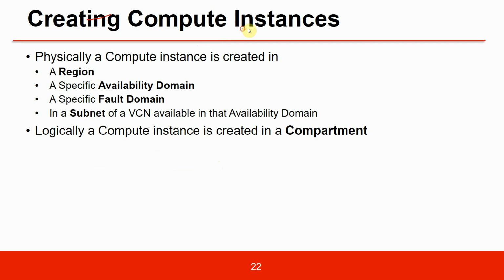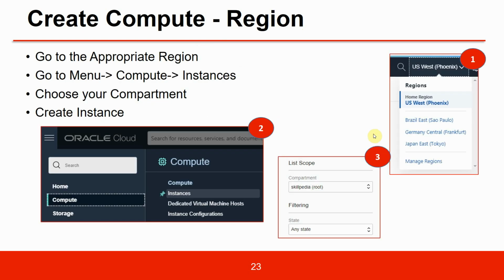How to create a compute instance. Now you will see the demo running through slides. Physically, a compute instance is created in a region, a specific availability domain, a fault domain, and in a subnet of a VCN available in that AD. Logically, the compute instance is created in a compartment. And this was the sequence of steps I used.